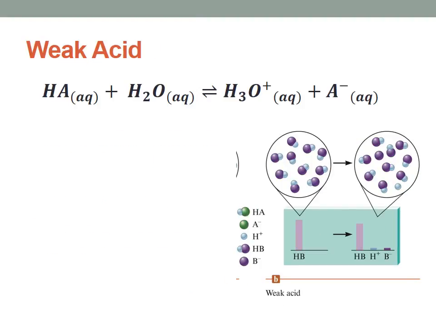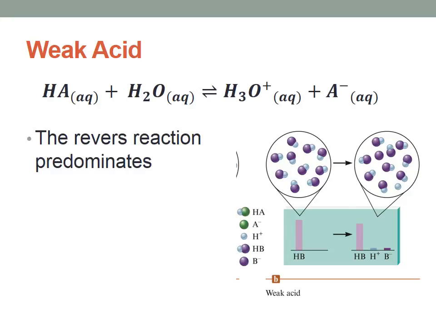Whereas when we have a weak acid, they only partially dissociate. So we have our HB, but look, only one of it dissociates in solution. So we still have predominantly HB in solution. That tells us that the conjugate base has a stronger attraction for the protons than water. So the reverse reaction predominates. That is, we're going from our ions back to our acid and our base.